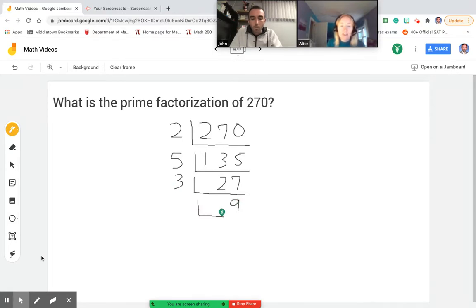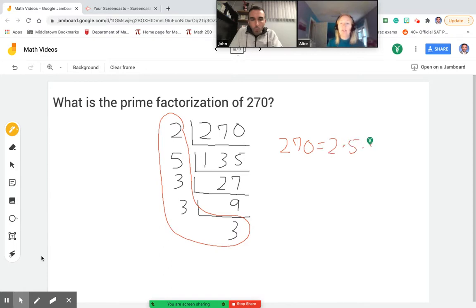And then 3 goes into 9 3 times. And now 3 is a prime number. The only 2 numbers that go into 3 are 1 and 3, so I know I can stop here. And so what I'm going to do now is I need to grab my L numbers. And I'm going to say, okay, for such a big number, it broke down fairly quickly. I'm going to say 270. The prime factorization is 2 times 5 times 3 times 3 times 3.